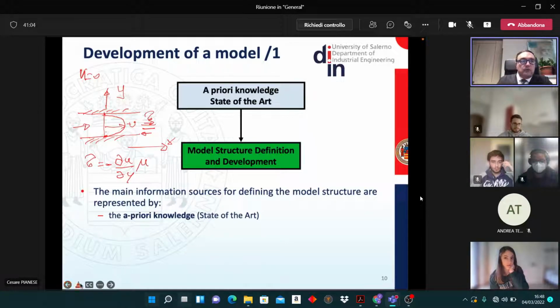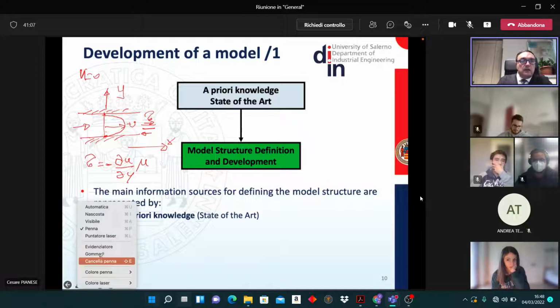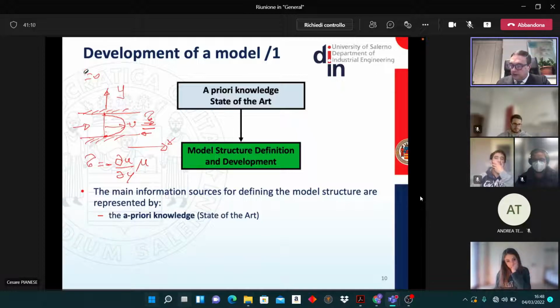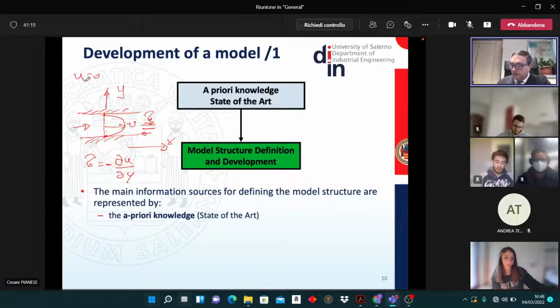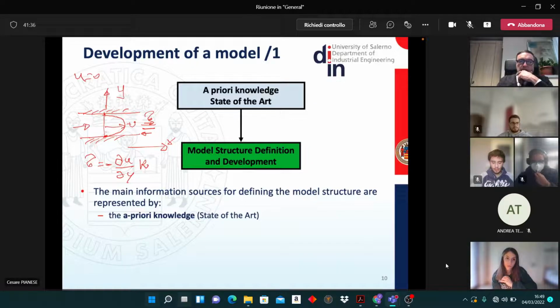Oh no, I have to solve this problem in order to make it perfect. Okay, this is u. So let's move. This was u, and this is a constant. Okay, and this is a priori knowledge. And then, according to this a priori knowledge, we can improve the results and the accuracy of our model.